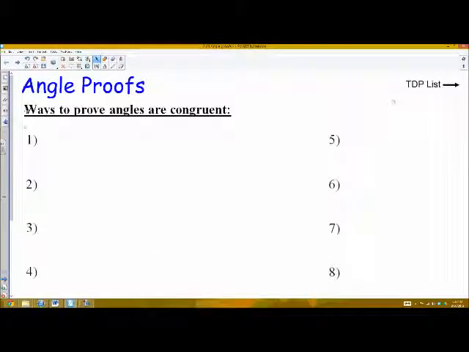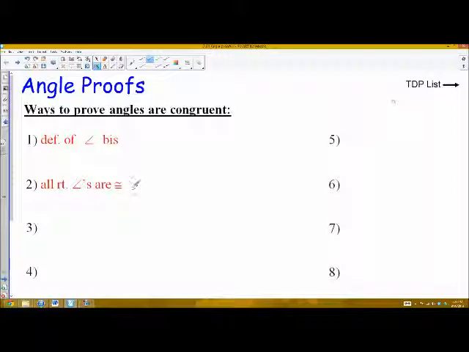Okay, so let's go back. The first way to prove a set of angles is congruent is from the definition of angle bisector. Recall that if a ray is bisecting an angle, it cuts the larger angle into 2 congruent parts, or 2 congruent halves. So that's one way I can get congruence among angles. Another way is if I have a set of right angles, all right angles are congruent. That's the right angle theorem. You could write either name in a reasons column of a proof.